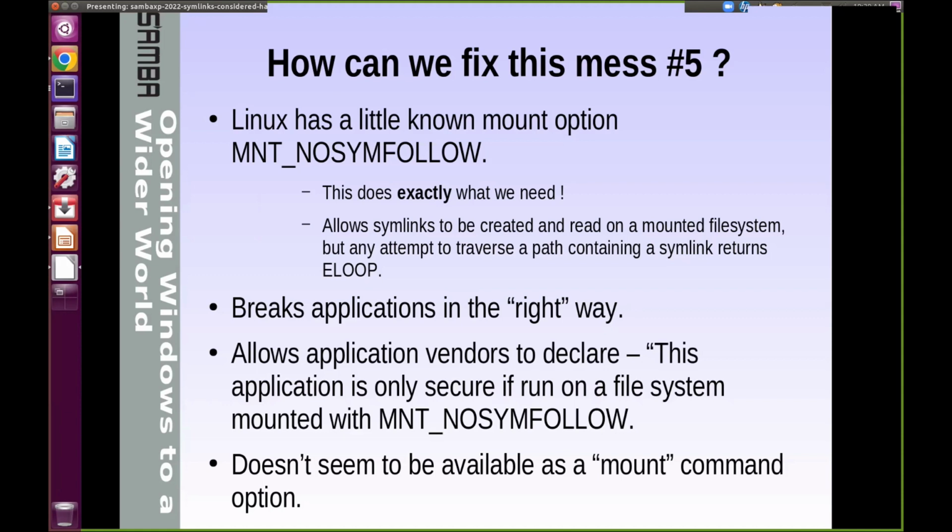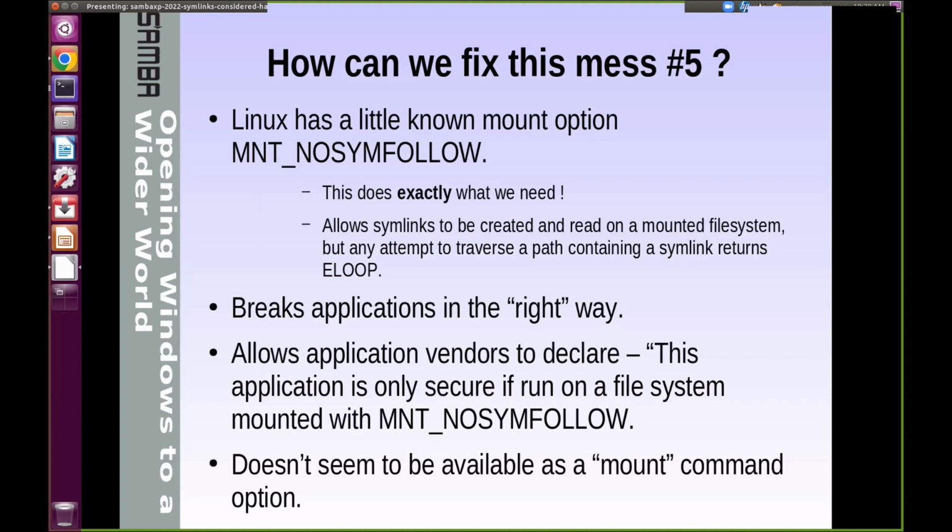I cannot figure out how to turn this on. It's not in the mount binary. It's like an option that lives in the Linux kernel, but there seems to be no way to get to it. If anyone knows how to get to it or wants to hack mount to turn this on, that would be great. It's mount option number hex 100256. At that point, you could basically say, hey, my application, I guarantee you, is safe if you run it on a file system mounted with no symfollow.